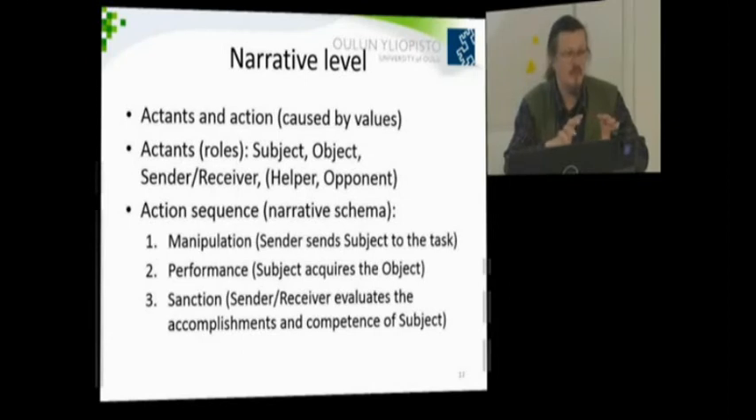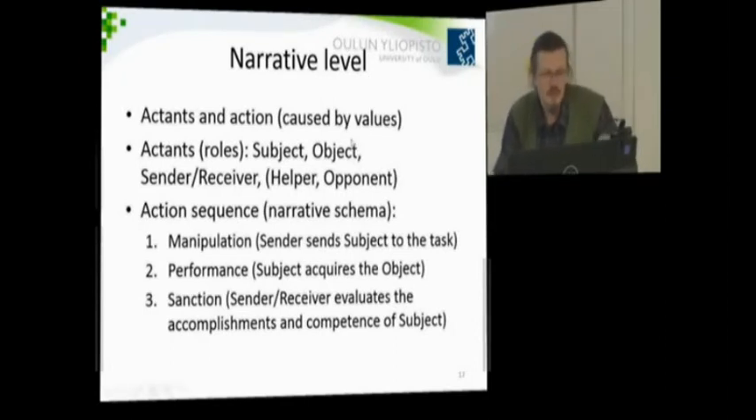The first is the manipulation, where the sender actant sends the subject to some task. The second is the performance, where the subject tries to do the task, to acquire the object. And then the third test or phase is called sanction or glorifying test in narratology, where again the sender or receiver evaluates the accomplishments and competence of the subject according to the performance.